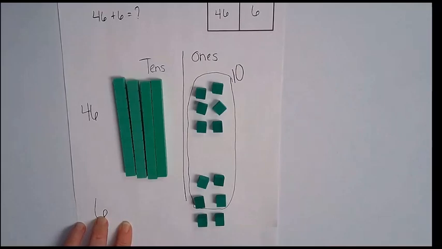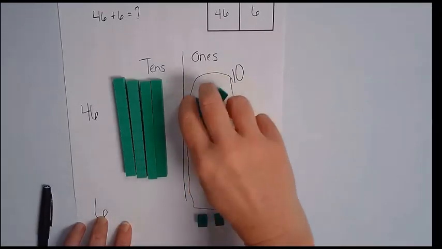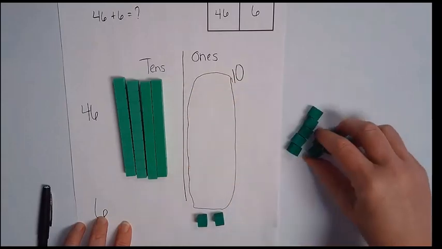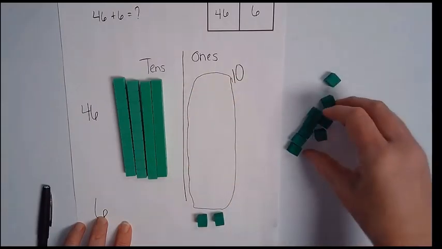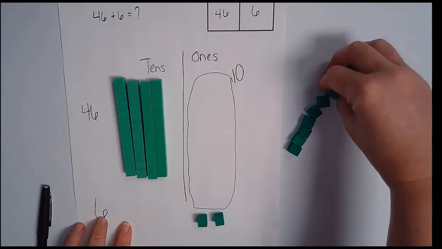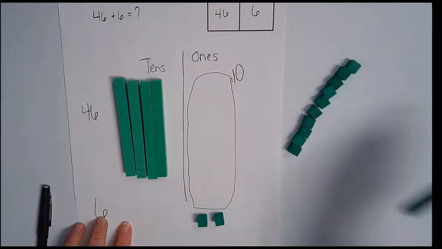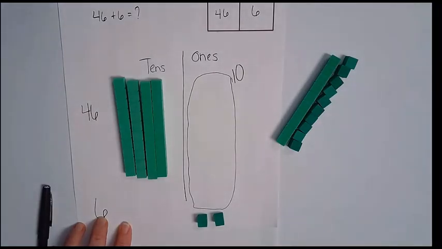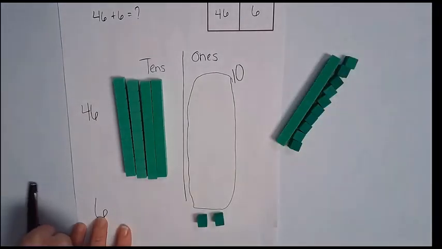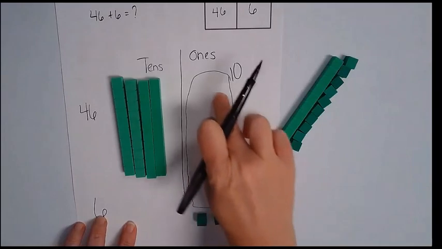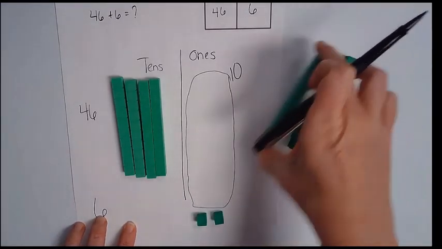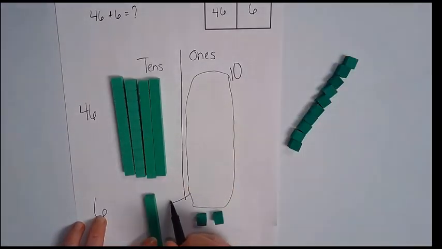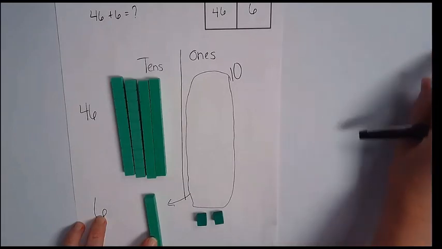That is a group of 10. I know that 10 ones is the same as a tens rod. So I composed a new 10. So I'm going to draw an arrow to show where those 10 ones are now represented by that new tens rod.